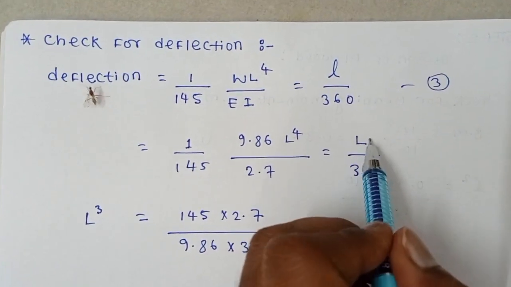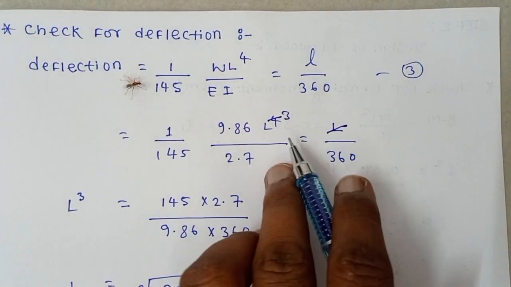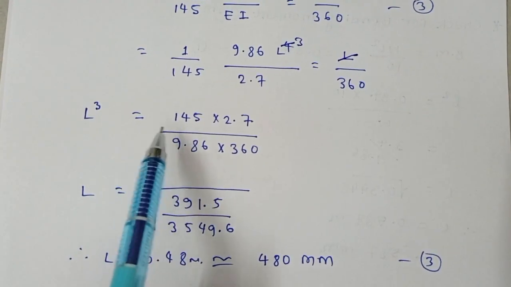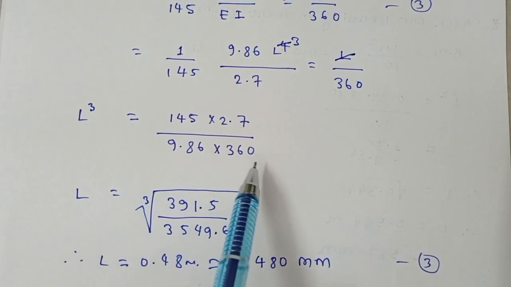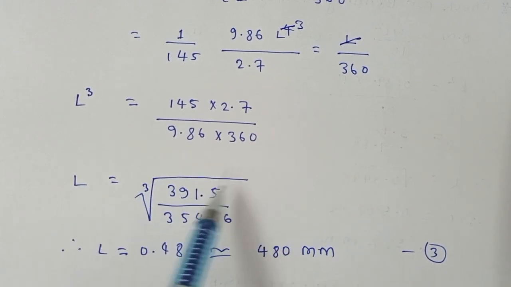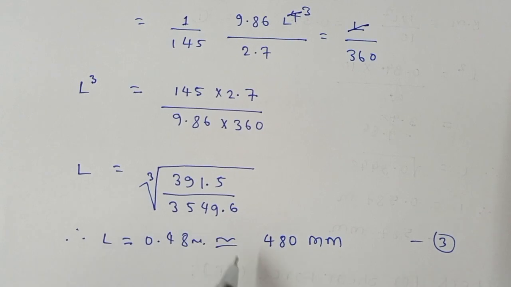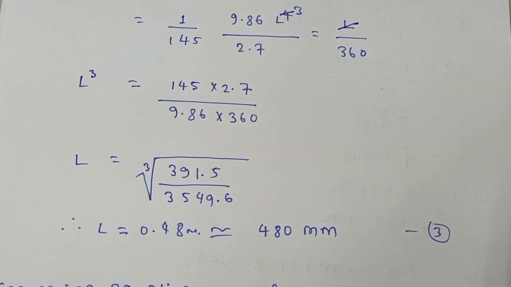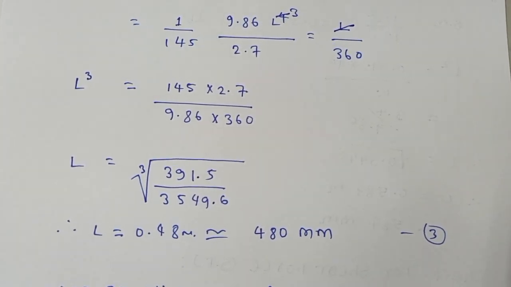So we cut this L, keep it at 3, that is 4, 1 is deducted. Now L cube equal to 145 into 2.7 divided by 9.86, just calculated. If you remove this cube, it means the cube root. After calculating this, L equal to 0.48 meter, which we have converted into millimeter, so that is 480 mm.